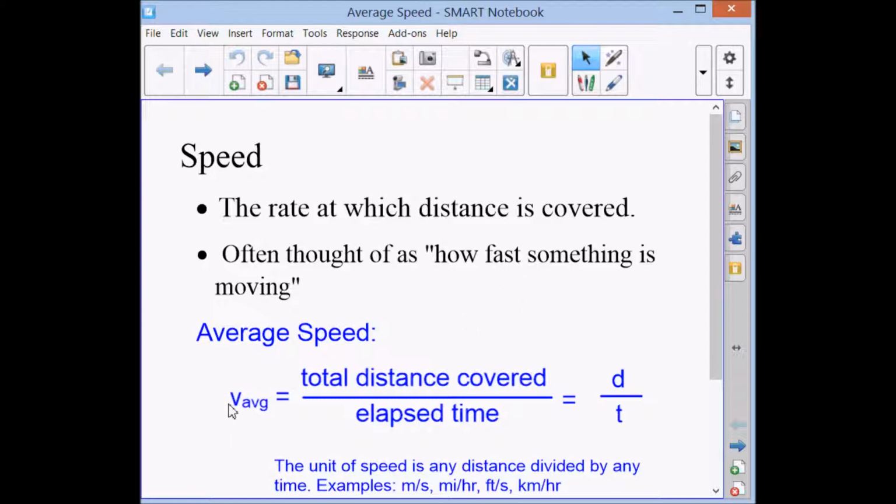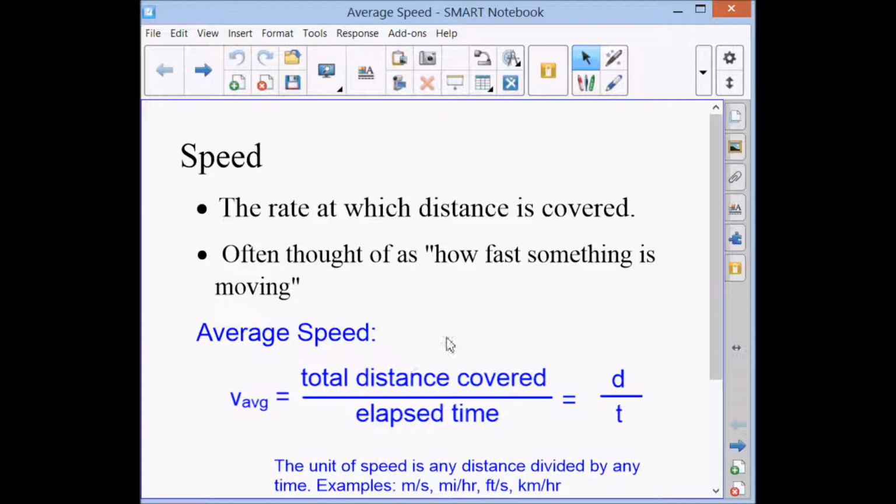This letter V right here, we're using V because when we talk about speed and we talk about velocity, they're very similar concepts, and so we just use the same letter for both of them. I'm putting this little subscript down here, average, to let you know that I'm talking about an average speed, not necessarily an instantaneous speed, which will be the next one that I cover.